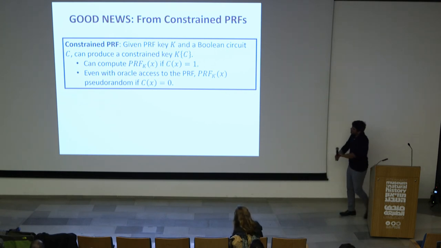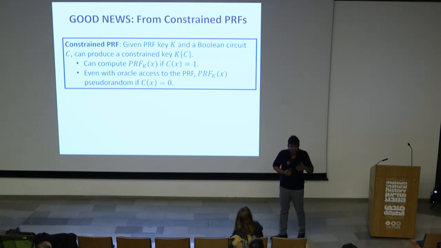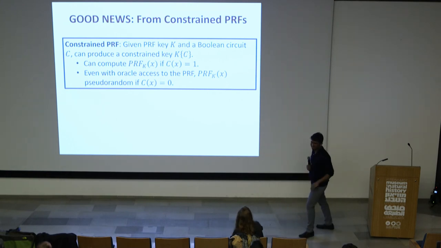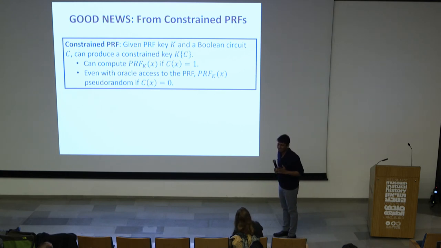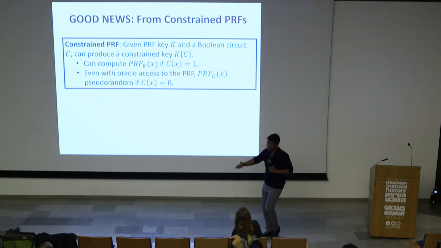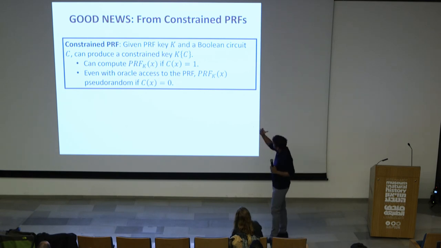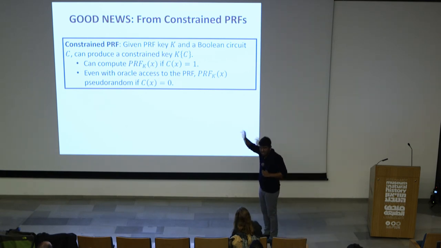Okay, so good news. This is the last thing I'm going to say, probably. The good news is you get it from a PRF, but not any PRF, rather a constrained PRF. So what is a constrained PRF? A constrained PRF was an object invented by Lett and others, and what it is is the following. It's a pseudorandom function, which has a key. And what you can do to the key is you can take the key and a Boolean circuit C, something that outputs 0 or 1, and you can produce a constrained key.